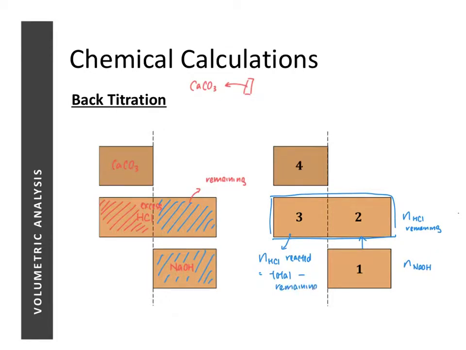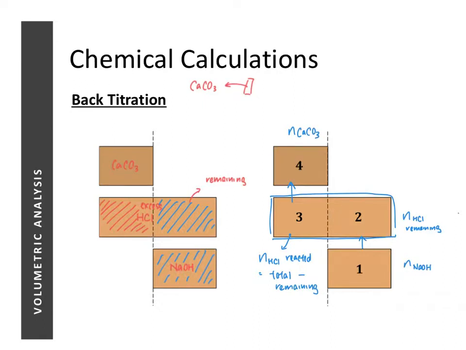Okay, so by taking the total amount of HCl minus the number of moles of HCl remaining, we will find the number of moles of HCl that had reacted with calcium carbonate. And then from the number of moles of HCl that had reacted with calcium carbonate, we can lastly find the number of moles of calcium carbonate. Okay, so the workflow for a back titration question is something like that, right?